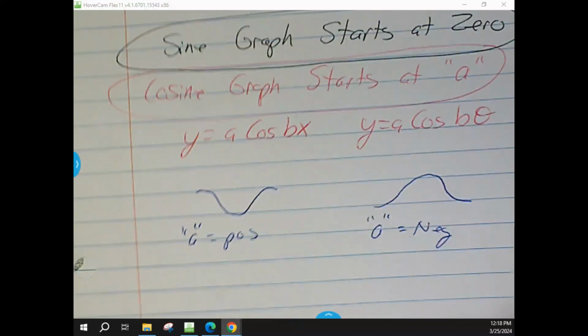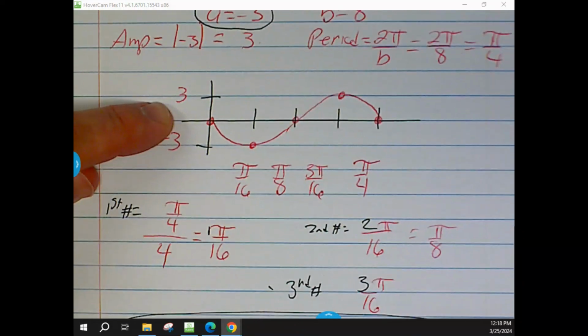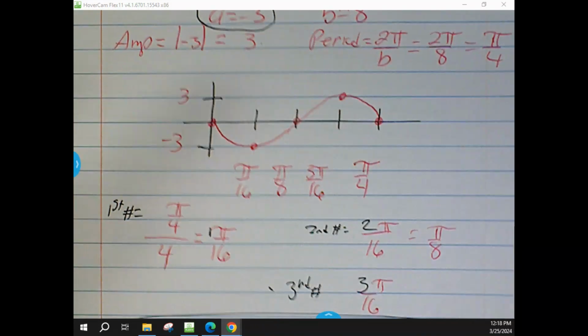With sine, you always start in the middle of the graph. And sometimes when they talk about starting in the middle, they're going to say that's the midline. That's another vocabulary term they'll throw at you a little bit when you go through these.